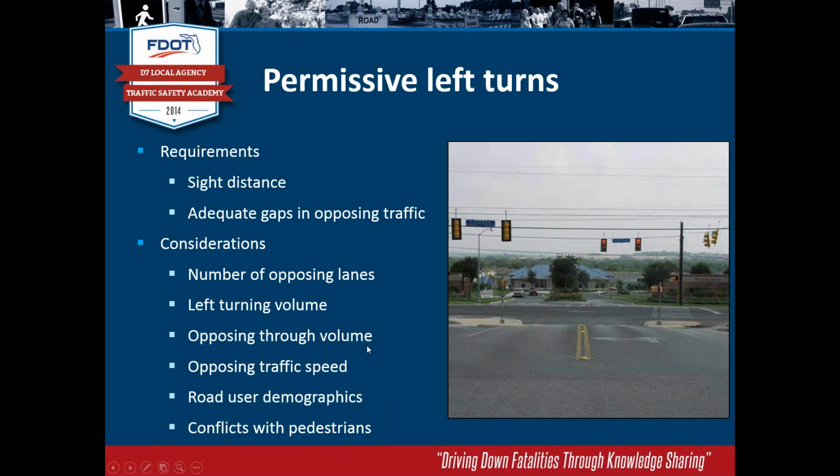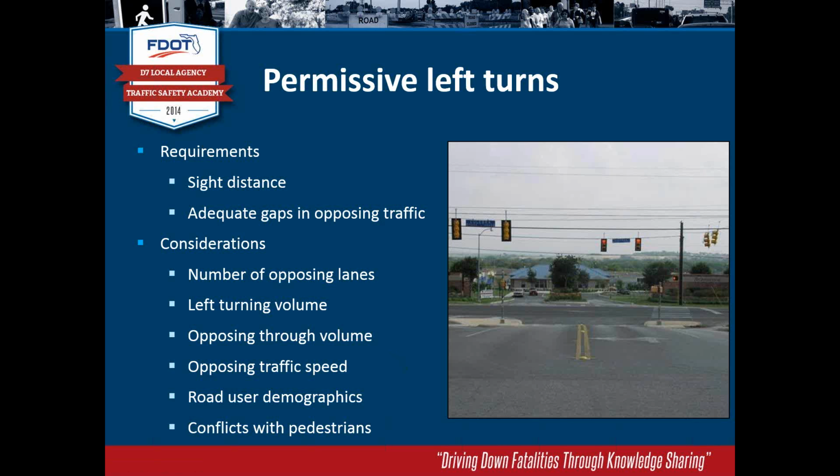Again, the opposing through volume certainly impacts it, as does the opposing traffic speed. If you've got a real high-speed location, that gap closes real fast if you've got 55 or 60 mile an hour traffic. And so selecting the appropriate gap gets a lot more difficult at really high speeds. And again, I mentioned, certainly young, inexperienced drivers have issues with gap acceptance, and older drivers, particularly as people get older, judging the speed of oncoming traffic and just how much gap you've got is a real challenge.